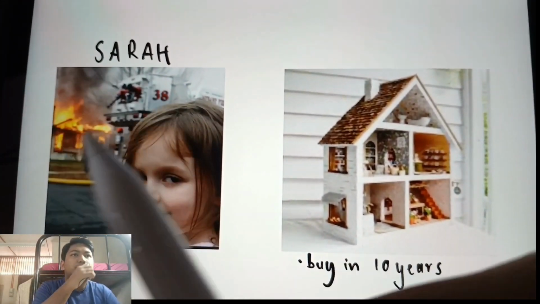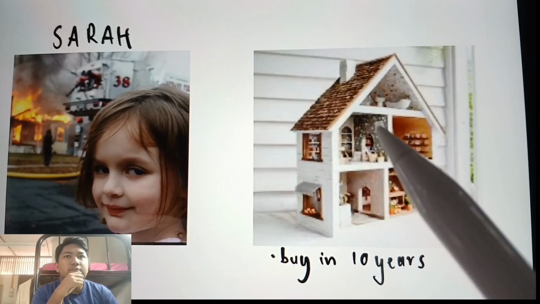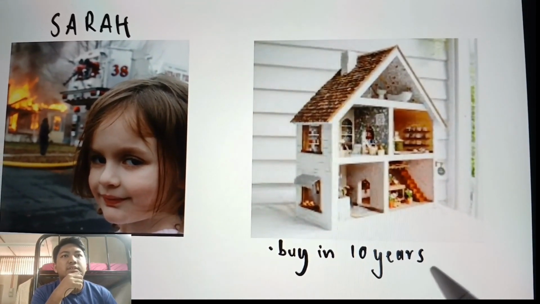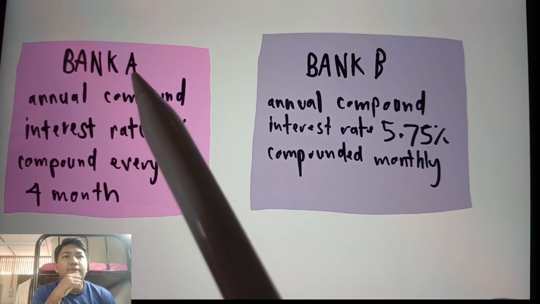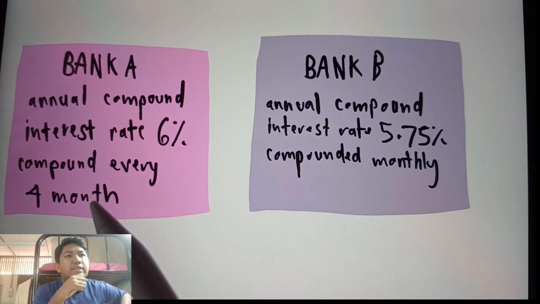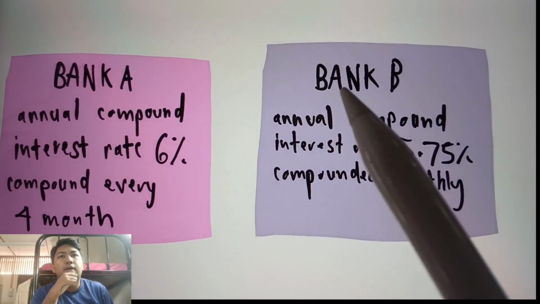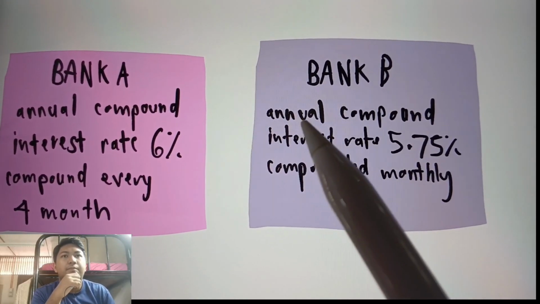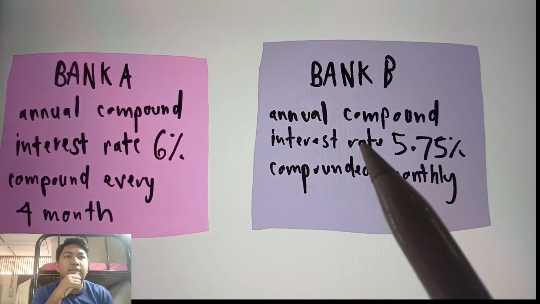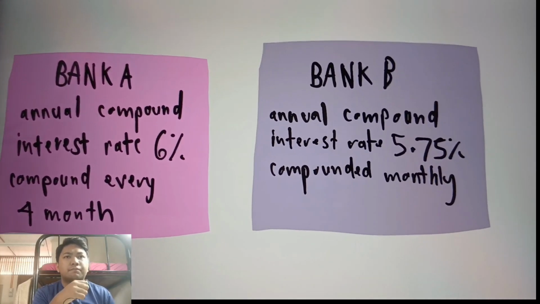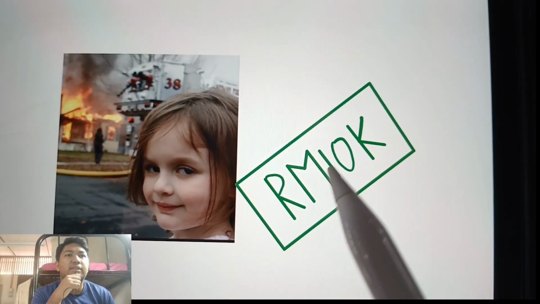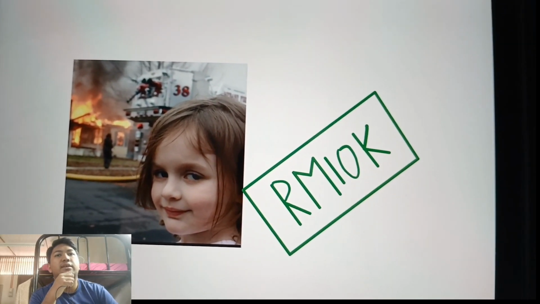Question 2. Sarah has just graduated and started her first job. She wants to save for a future goal, such as buying a house in 10 years. She has two investment options. First, Bank A offers an annual compound interest rate of 6% compounded every 4 months. Option 2, Bank B offers an annual compound interest of 5.75% compounded monthly. Sarah has 10,000 to invest and she is interested in maximizing her returns over the 10-year period.